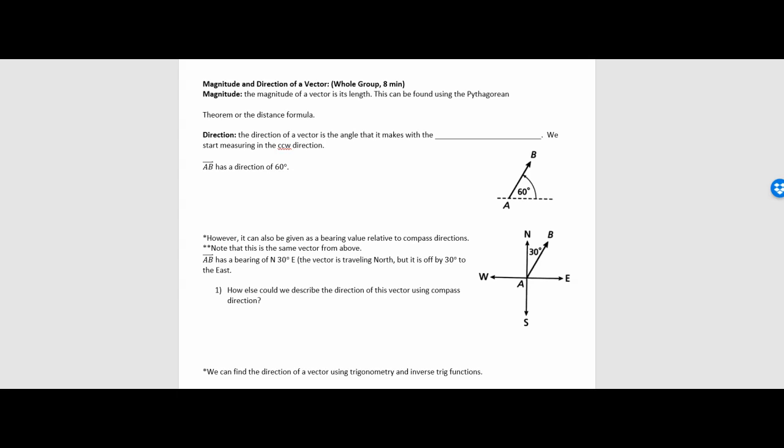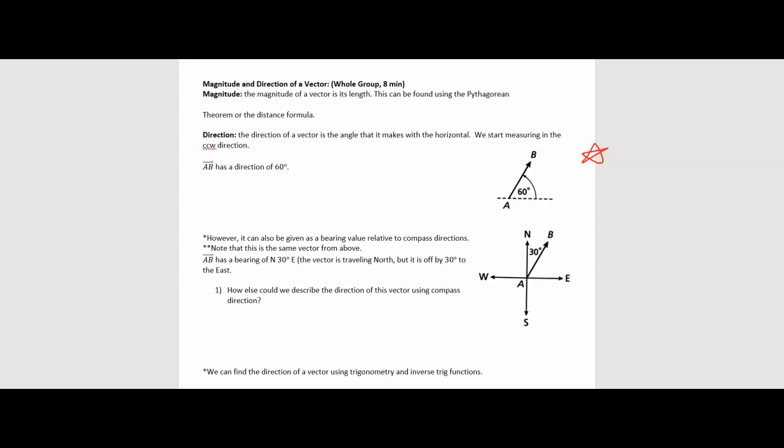The direction of a vector is the angle that it makes with the horizontal. We'll talk a little more about how we find that in a second. And we start measuring in the counterclockwise direction. So if I take a look at this vector right here, I can't find the magnitude of the vector because I have no numbers. I don't know the initial point, the terminal point, or any of the components. But what they do give us is the direction of the vector.